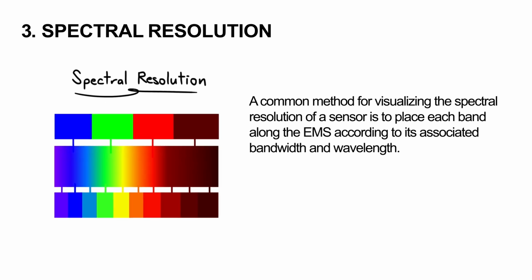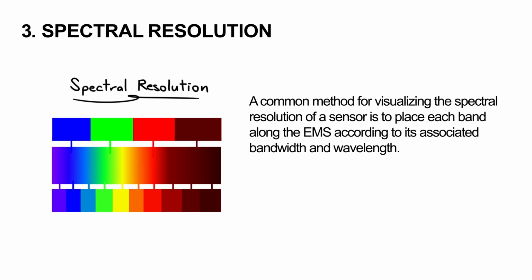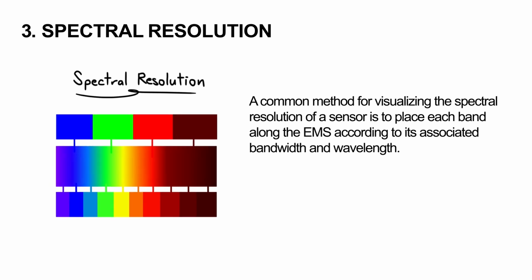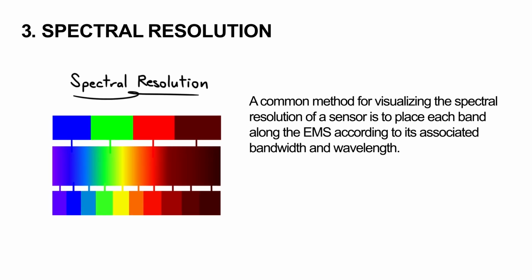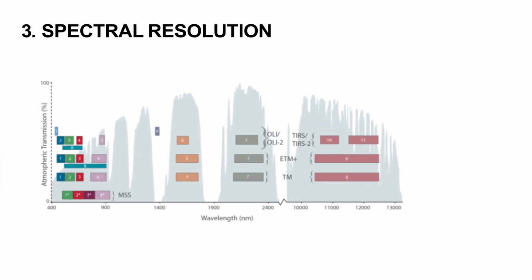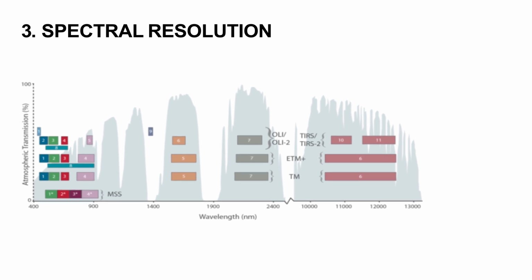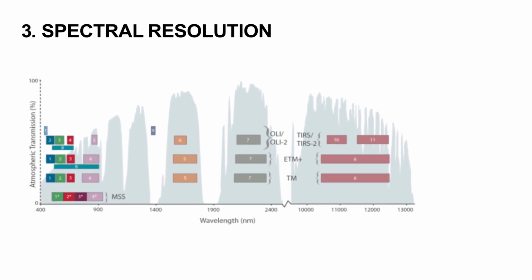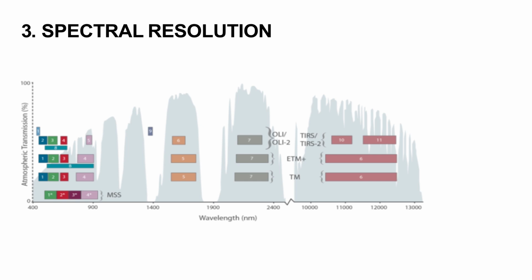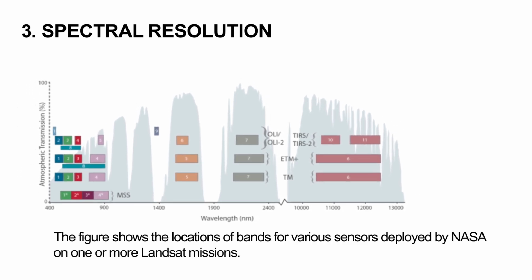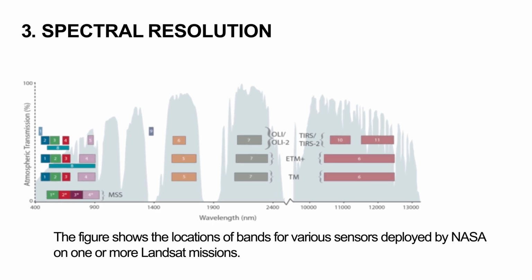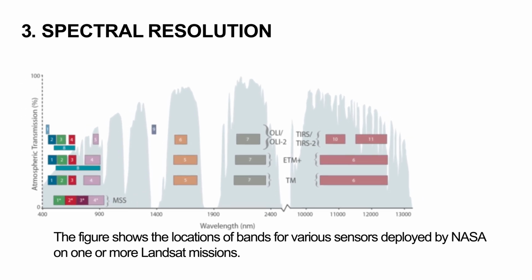For some applications, such as land cover, it is acceptable to use sensors with relatively wide bands collecting information in a small number of strategic locations along the EMS. For other applications, spectral information may need to be more detailed and capture information using thin, adjacent bands spanning a large region of the EMS. The figure shows the locations of bands for various sensors deployed by NASA on one or more Landsat missions.